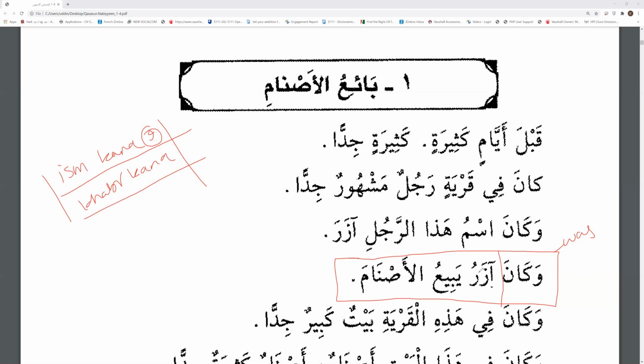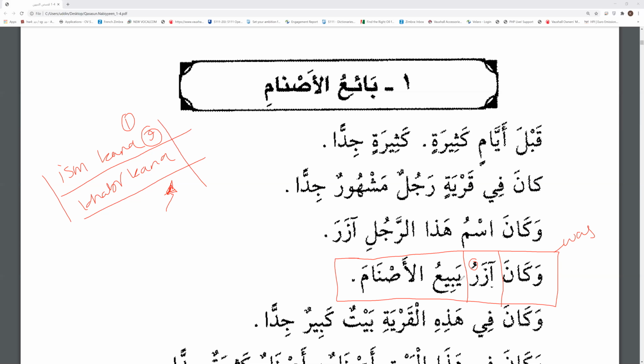Can you say this is the ism of kana? Yes. So I'm going to block it off. Ism of kana. Now we are saying Azar was. So if you just look at Azar and kana, wa kana Azaru, how does that translate? Azar was, isn't it? Automatically, if you found the ism of kana, what we're looking for now is the khabar. When you find the ism of kana, the rest of the sentence is the khabar of kana.